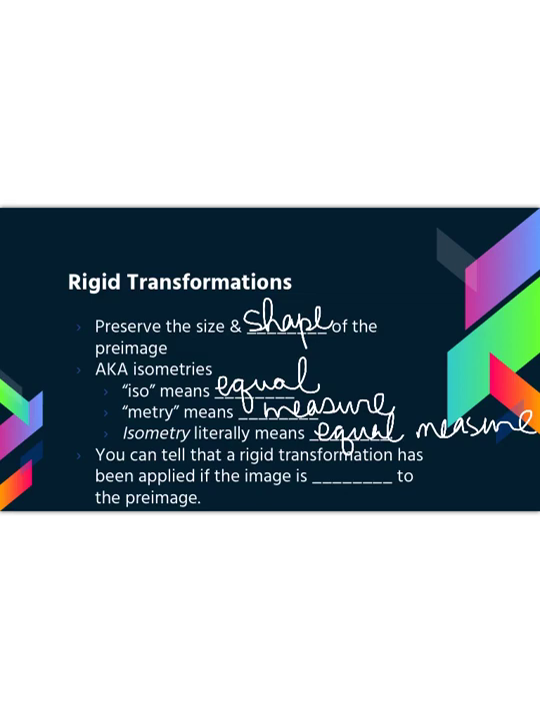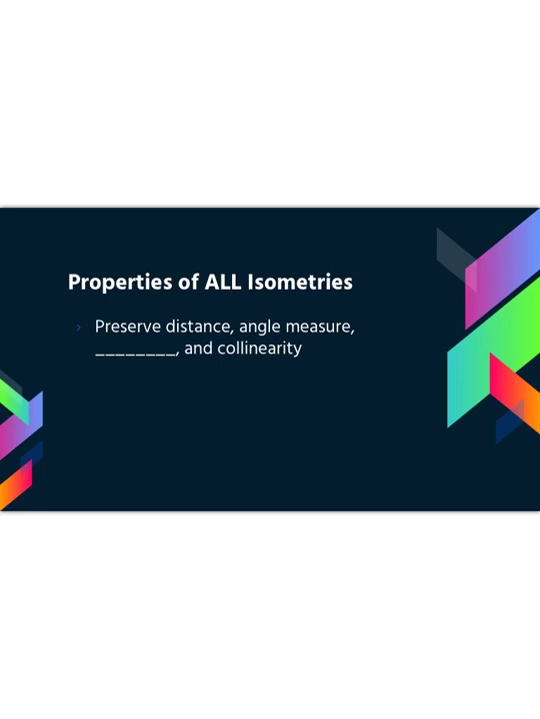Notice how that corresponds to the idea of the transformation being rigid and the definition being that it preserves size and shape of the pre-image, so it maintains the same measure. You can tell that a rigid transformation has been applied if the image is congruent to the pre-image. The symbol we use for congruent, just as a by the way, is this symbol. There are several properties that all isometries share. Isometries all preserve distance, angle measure, betweenness, and collinearity.